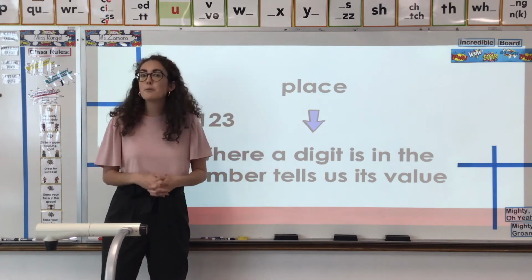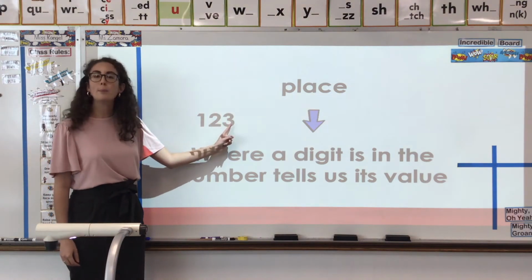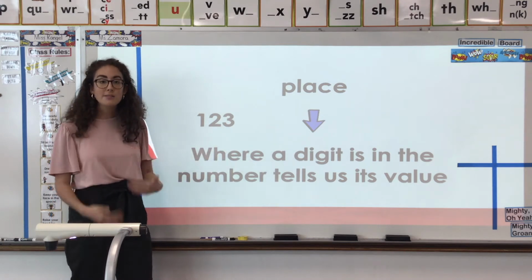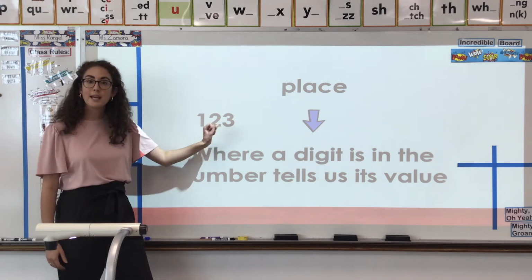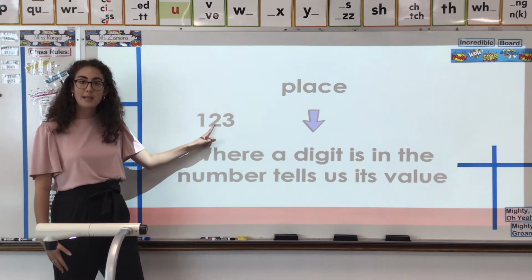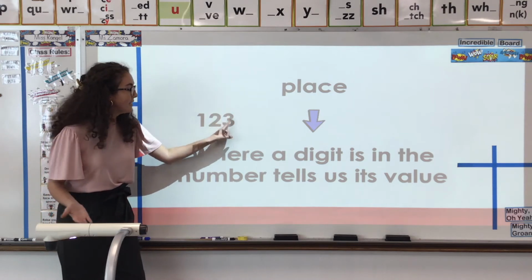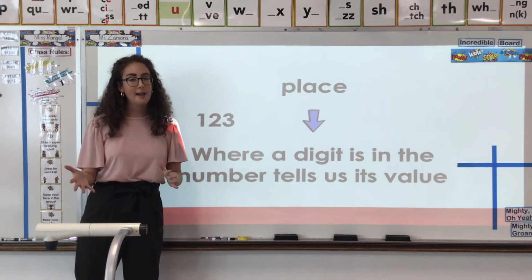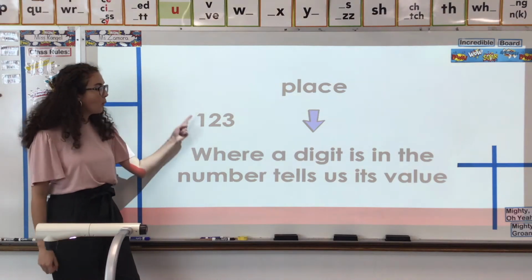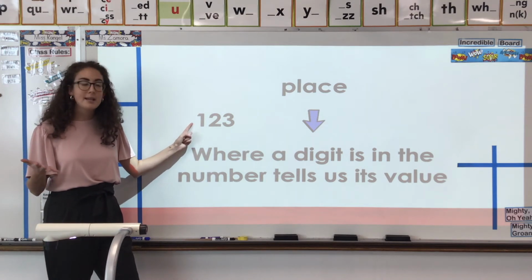This is something we've been working really hard on. So the 3 is in what place? The ones place. So that tells us the value is 3. The digit 2 is in the tens place. So the value is 20. The different places are telling us the different value that the digit has. And the digit 1 is in the hundreds place. So the value is 100.